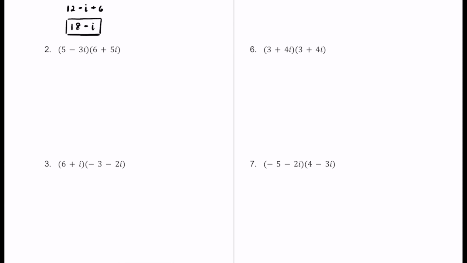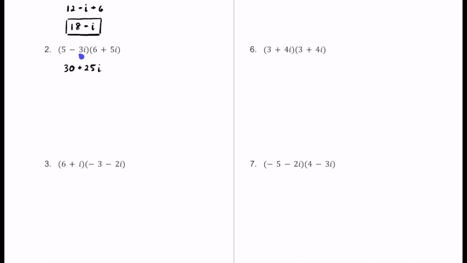All right, for number 2, let's go ahead and just take the quantity of this 5 minus 3i times the quantity of 6 plus 5i. First, we're going to do 5 times 6. That's going to equal 30. So we're going to start with that. Put a 30 here. And then we're going to do 5 times this positive 5i. That's going to be positive 25i.